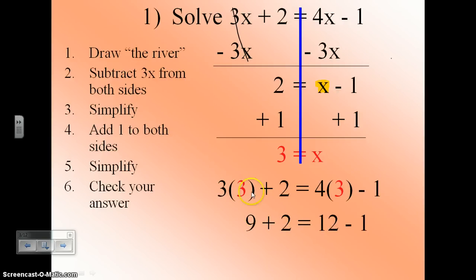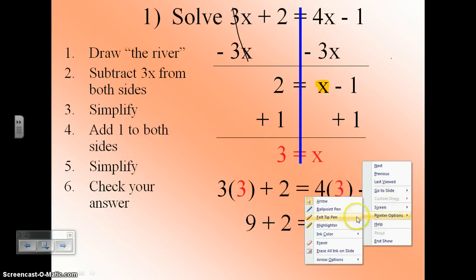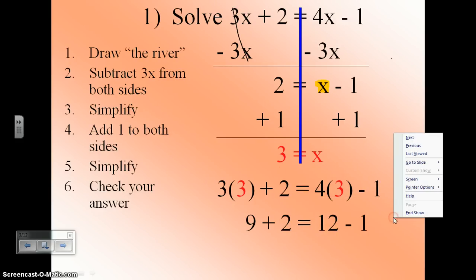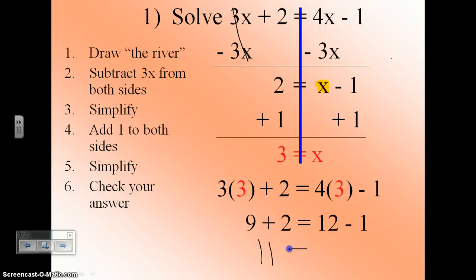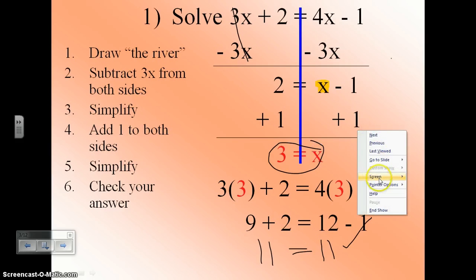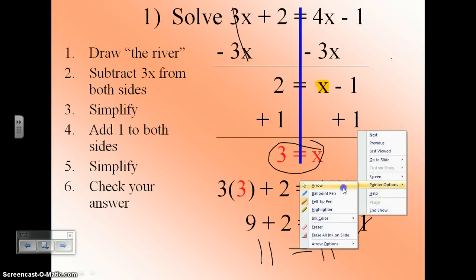And then we check our answer. We plug 3 back into x and make sure both of the equations equal. 9 plus 2 is 11, which equals 12 minus 1 is 11. Since both sides equal, that means that is the answer to my equation.